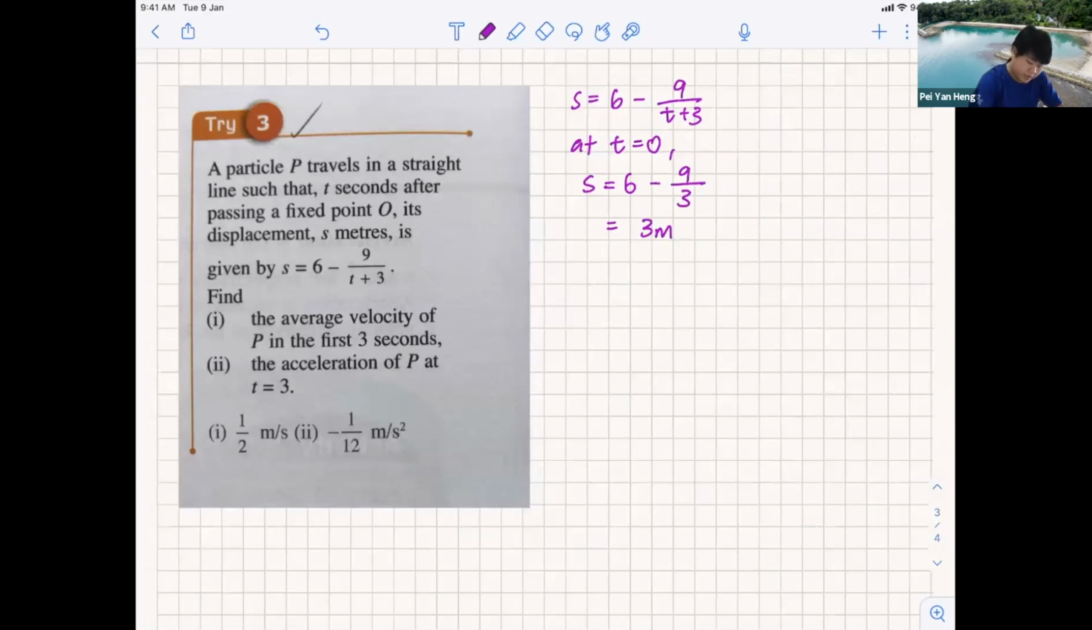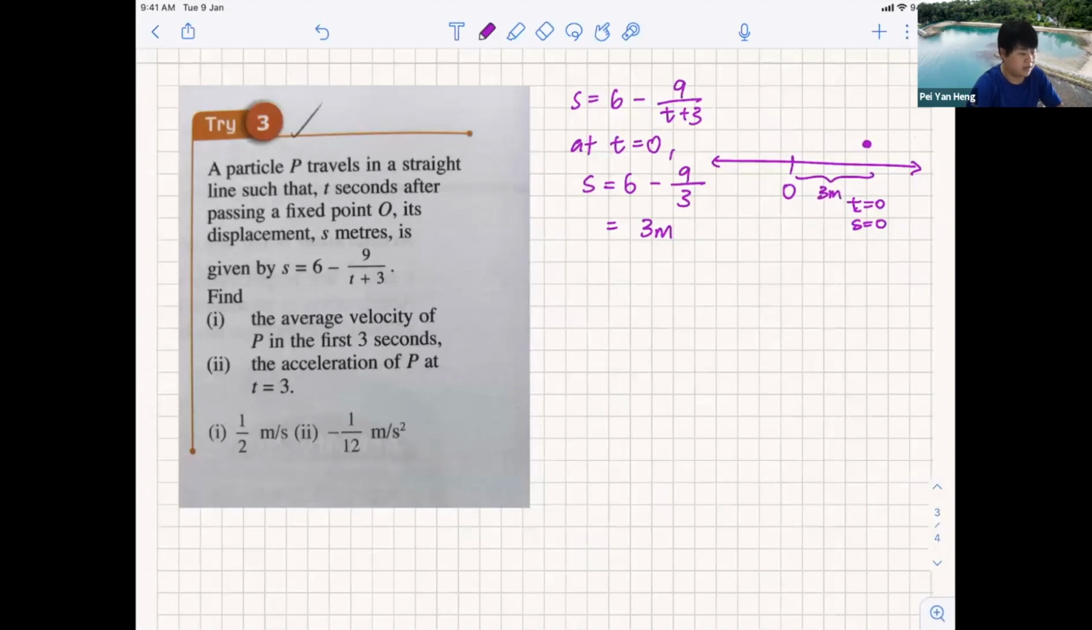So we know that if you were to draw the line, there's a fixed point O at t equals 0, and this particle is already moving away. It's already 3 meters away from the fixed point O. Meaning to say your particle is starting from here, at a distance of 3 meters to the right of O. Find the average velocity of P in the first 3 seconds.